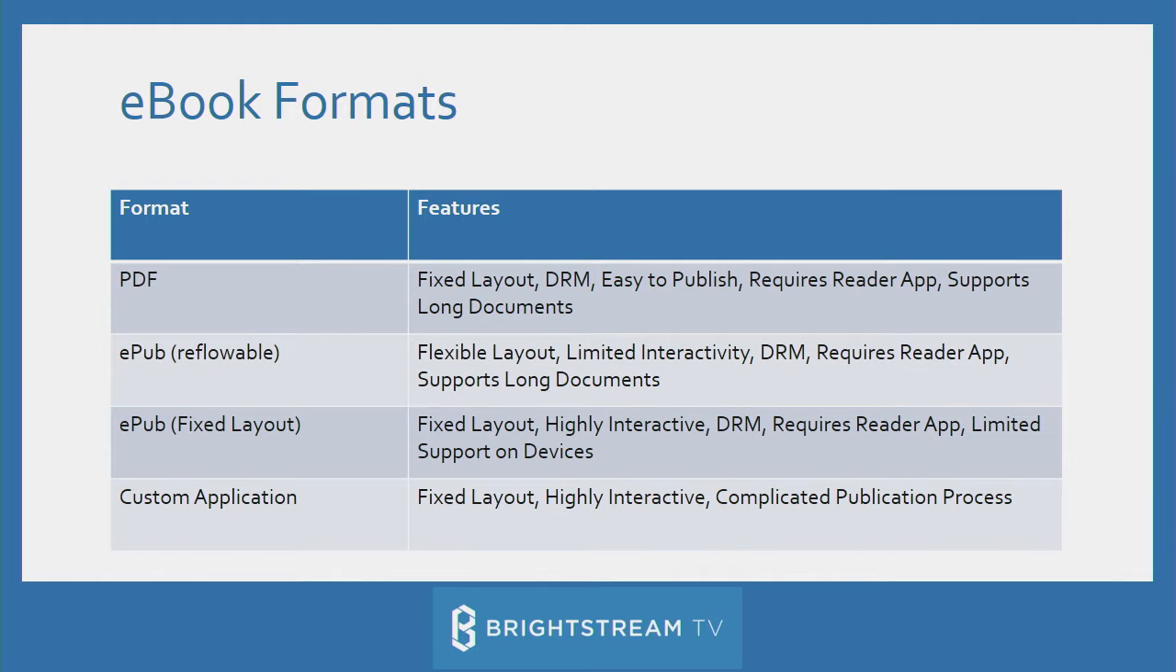The next one is called an epub. epub comes in a couple different flavors here. You have a reflowable and a fixed layout. So let's distinguish the differences here. The reflowable has a flexible layout. It will scale to adjust to the screen. So it's not scaling the content up or down necessarily. What it actually does is reflow the content.